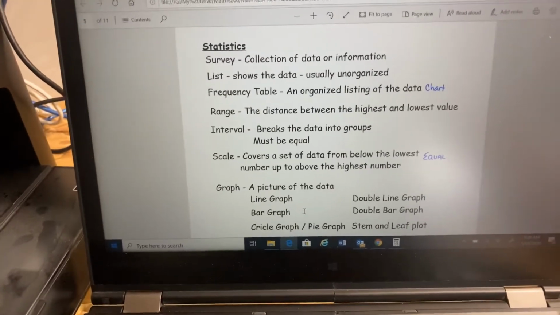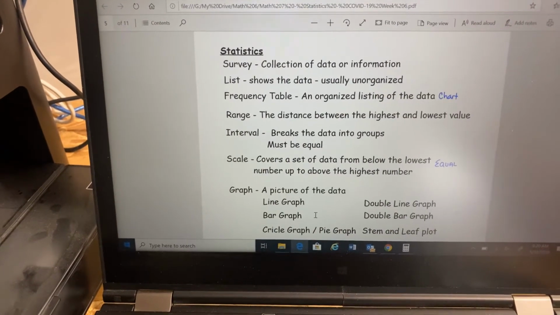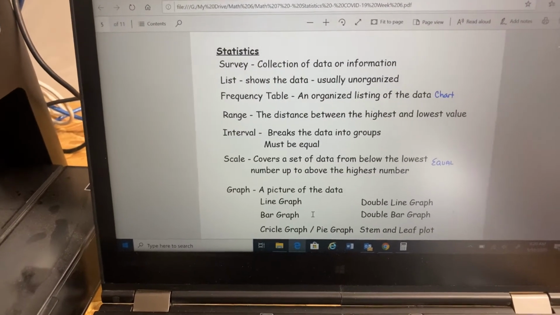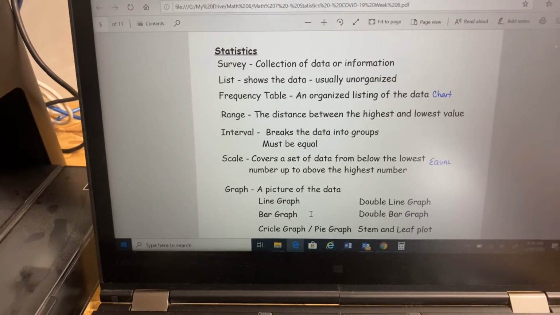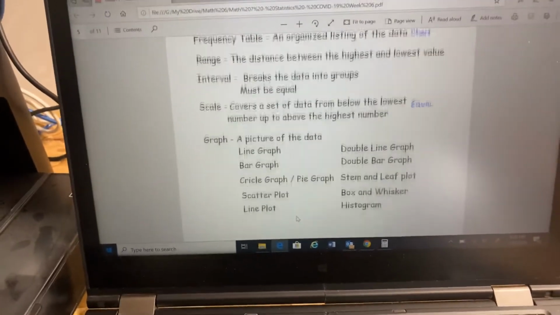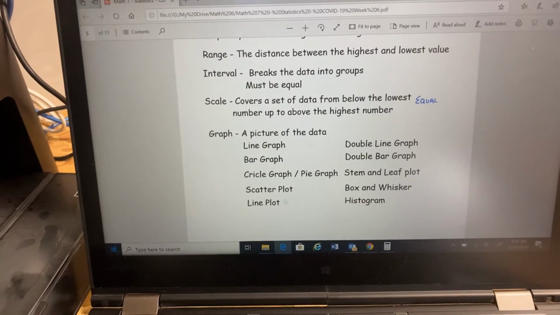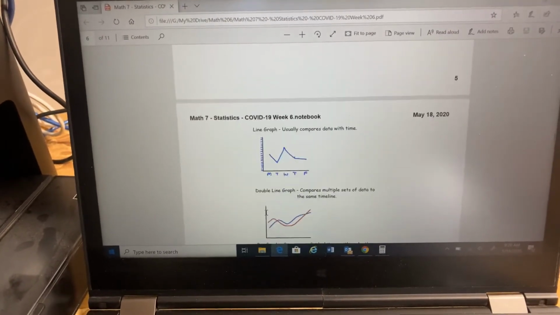Graphs are another way of displaying statistics. You can use a picture graph, you can use a line graph, a bar graph, a double line graph, a double bar graph, a circle graph, a pie graph, a stem and leaf. You could use a line plot. So there's a lot of different things you could do. A scatter plot, a line plot, box and whisker, histogram. There's plenty of ways of displaying data.